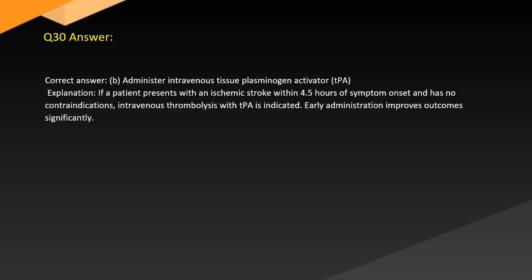Answer. Correct answer: B. Administer intravenous tissue plasminogen activator (tPA). Explanation. If a patient presents with an ischemic stroke within 4.5 hours of symptom onset and has no contraindications, intravenous thrombolysis with tPA is indicated. Early administration improves outcomes significantly.